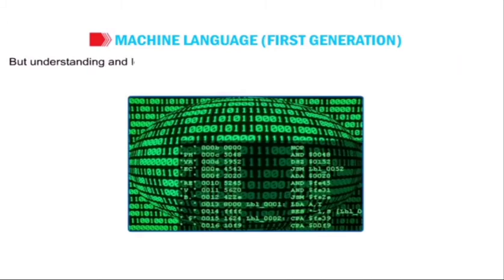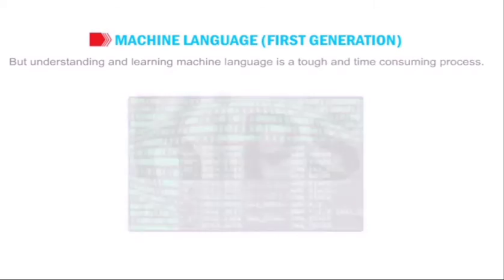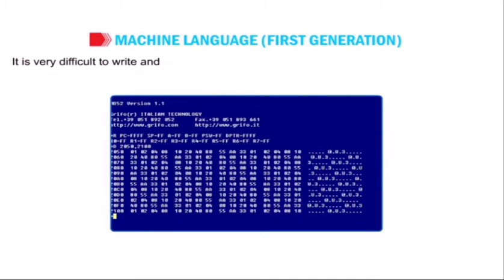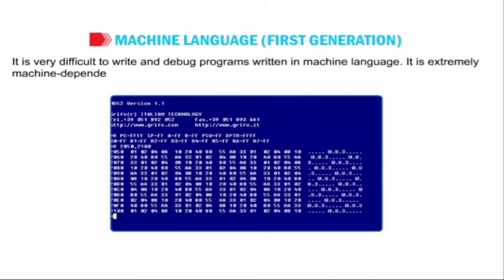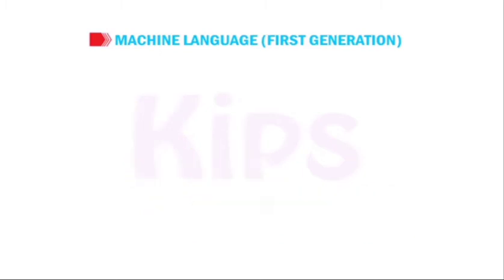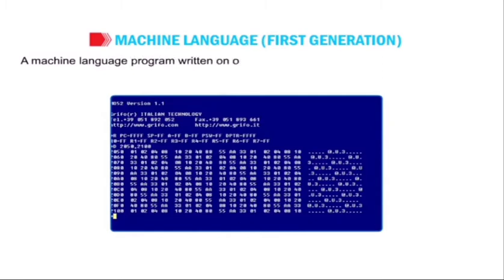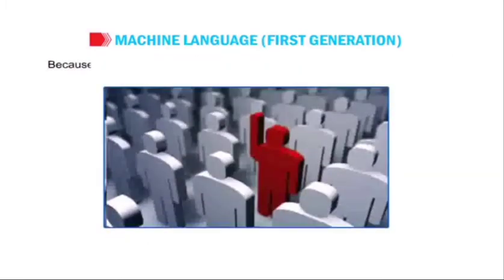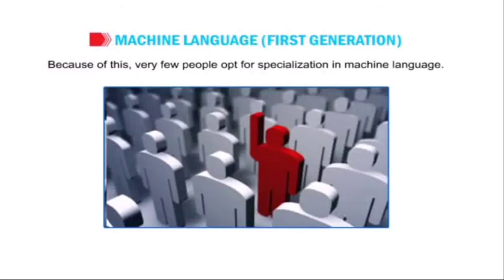But understanding and learning machine language is a tough and time-consuming process. It is very difficult to write and debug programs written in machine language. It is extremely machine-dependent. That is why machine language is also regarded as low-level language, that is LLL. A machine language program written on one computer may or may not run on another computer. Because of this, very few people opt for specialization in machine language.